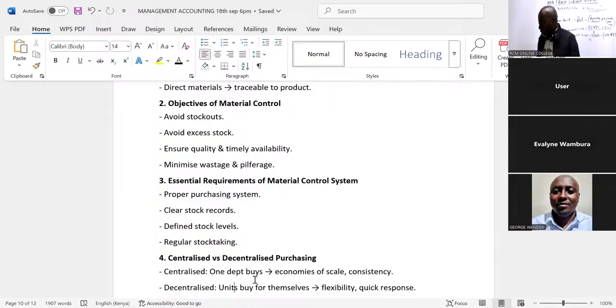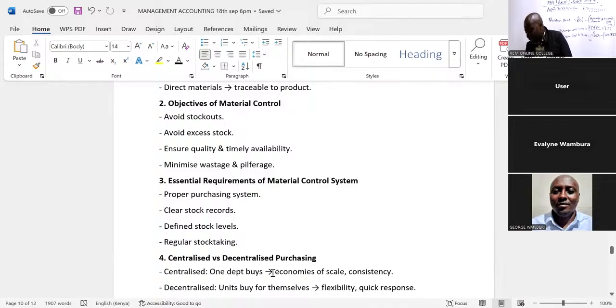Great. So number 4, we have what we call centralized versus what here? Decentralized. Centralized is when we have one department, perhaps the purchasing department, which buys all the stock for all the other departments. That is central. And then we have decentralized, when each department buys goods for themselves. That is decentralized. Ugatuzi, kama vile kuna 47 county governments.